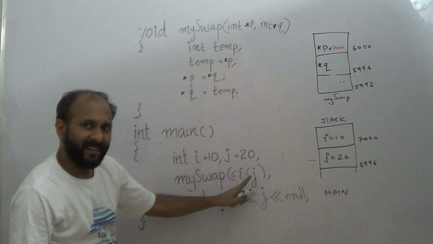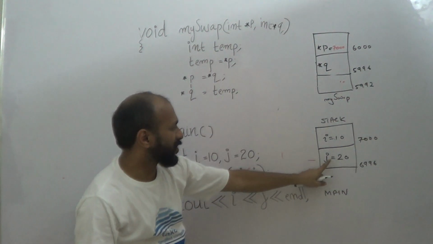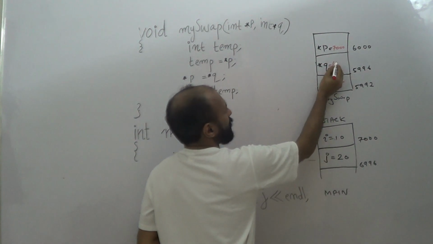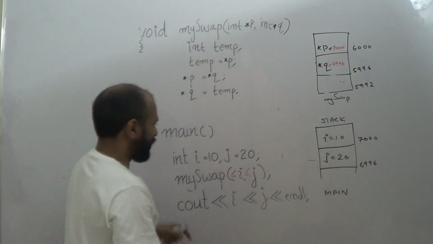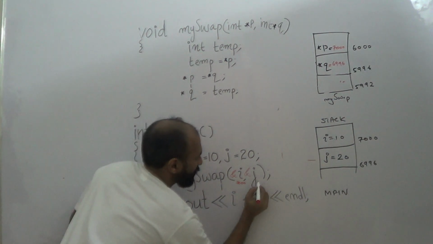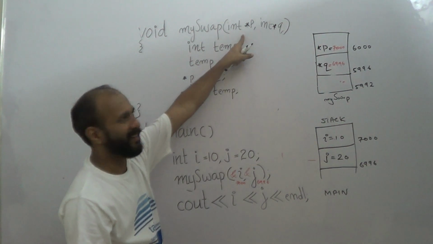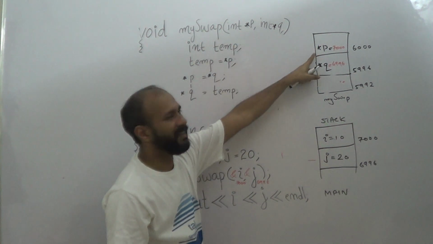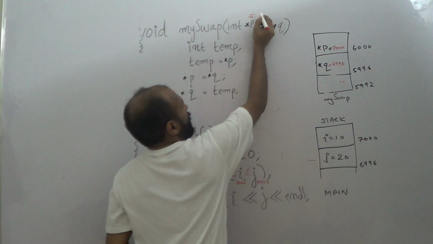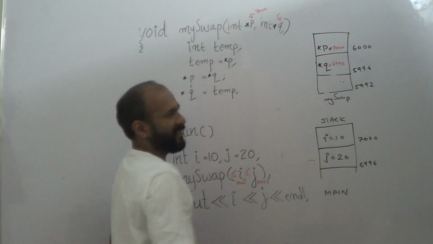Again, I am taking the address of j and passing it into q. So q will have the address of variable j, which is 6996. Here we are taking the address 7000 and the address 6996. These two addresses we are passing into this function and collecting them in the two variables p and q. So p is equal to 7000 and q is equal to 6996.